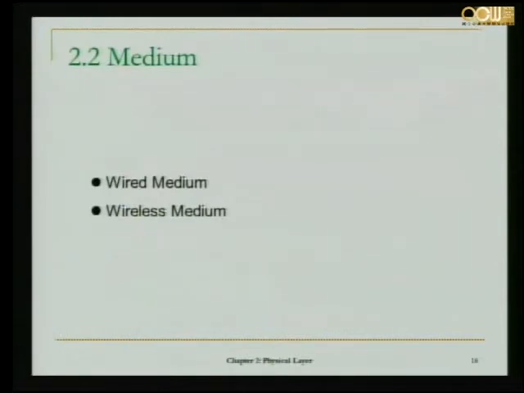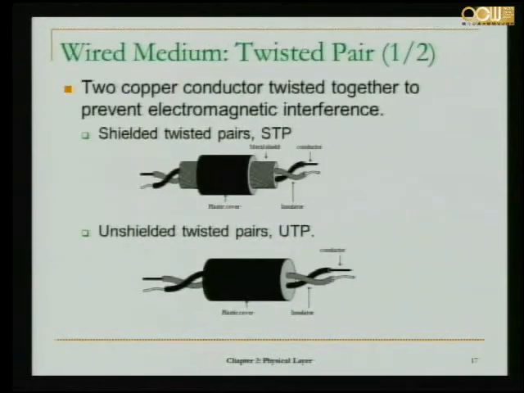So in section 2.2, let's move on to the medium, and this section probably is the easy section in chapter 2. We'll talk about wired media and wireless media. In wired media, there are three kinds of media, and also in wireless media there are three kinds. I would say three spectrum regions.